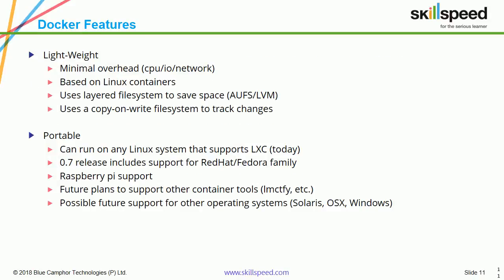So what are some of the features of Docker? First of all, it is extremely lightweight, so minimal overhead. CPU, input output, network, memory, all these things are very efficiently used. And that is the reason on a single piece of hardware where you could bring up 10 virtual machines, you can literally bring up hundreds of containers on the same piece of hardware.